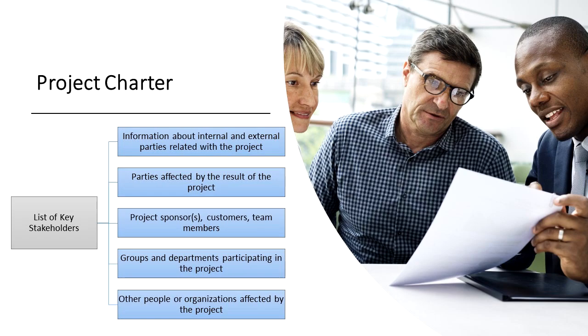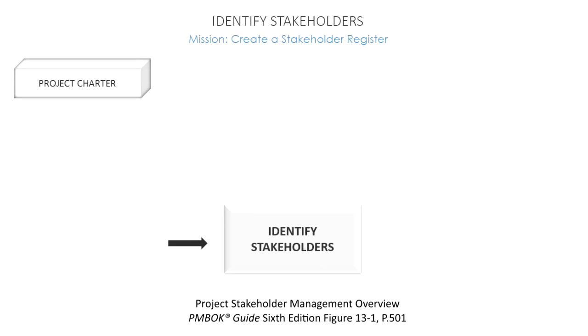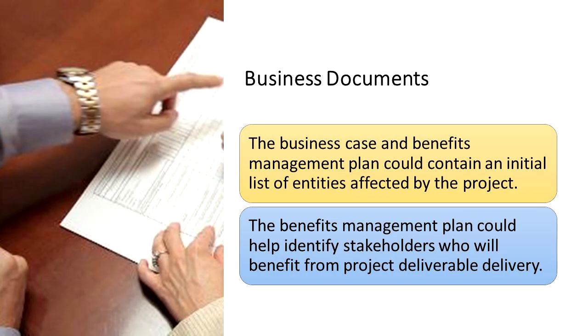So the inputs to this process are: 1, the project charter. Remember, your project charter has a preliminary list of stakeholders. The next input is business documents. These business documents are the business case and the benefits management plan, which may have initial information about stakeholders. The benefits management plan may also contain information about individuals and groups that will benefit from the project.